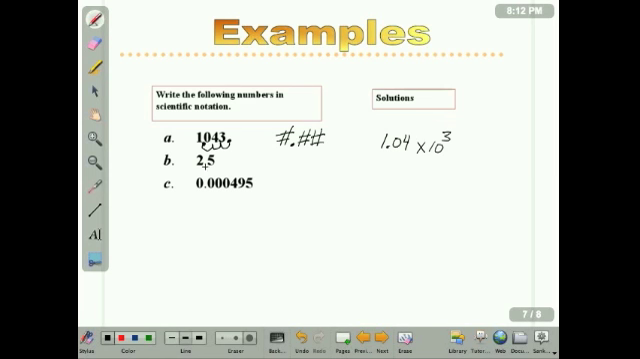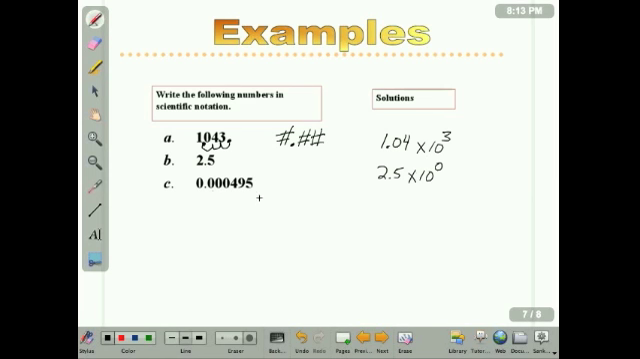Because my number is greater than 1, I don't need to move it any places. So this just becomes 2.5 times 10 to the 0 power. Note that I haven't moved it any places.